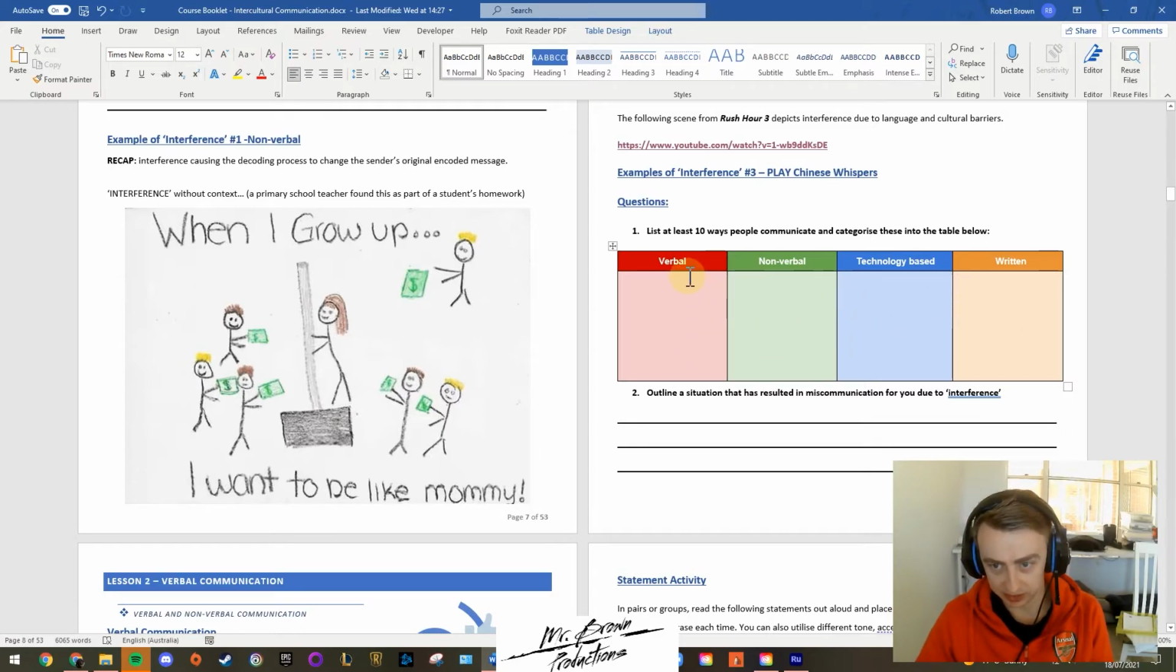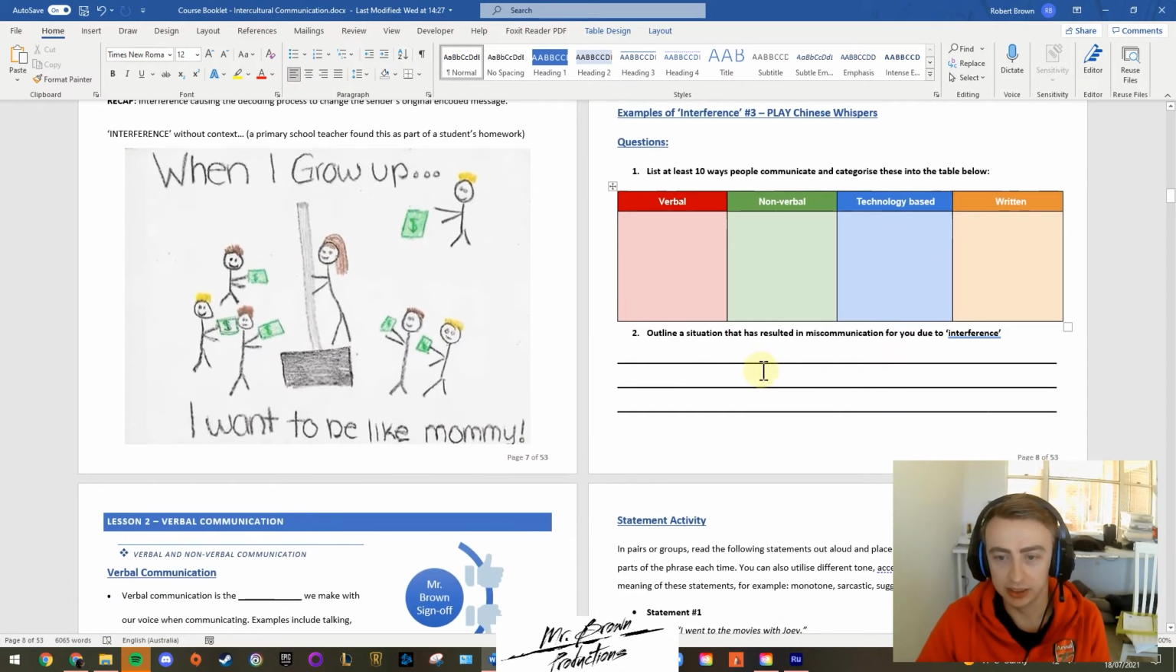It doesn't have to be 10 ways sort of in each table, like 10 verbal, 10 non-verbal, 10 technology, 10 written, just 10 overall would be great. So you're aiming there for at least kind of 3 to 2 examples in each column there, okay?